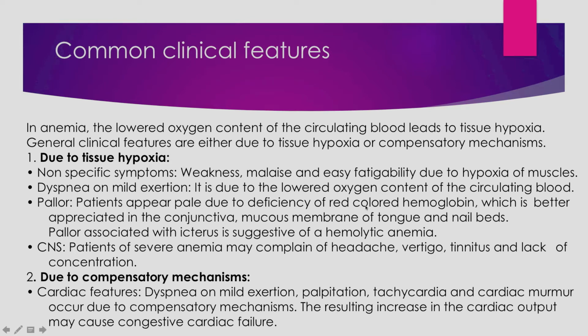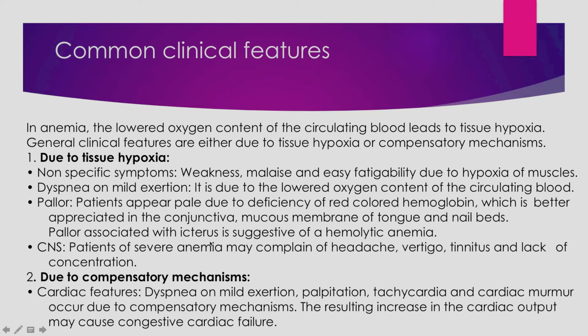Then pallor, right? Because the red colored hemoglobin is less, the red cells are less, which leads to pallor in the conjunctiva, mucous membranes and nail beds, right? Mucous membranes means the membranes inside the body. For example, you can easily observe the mucous membranes under the tongue. So in the mucous membrane of the tongue, in the eye conjunctiva and in nail beds, there will be pallor.